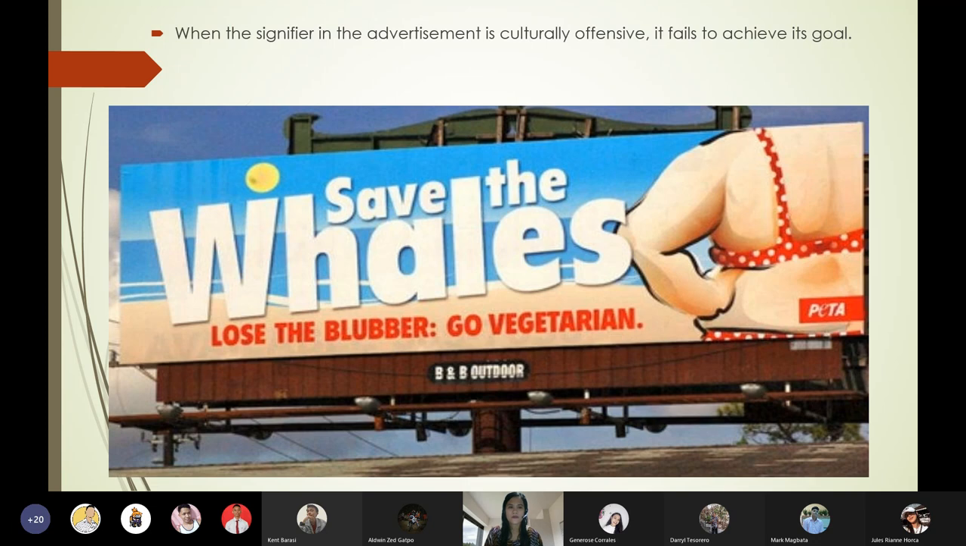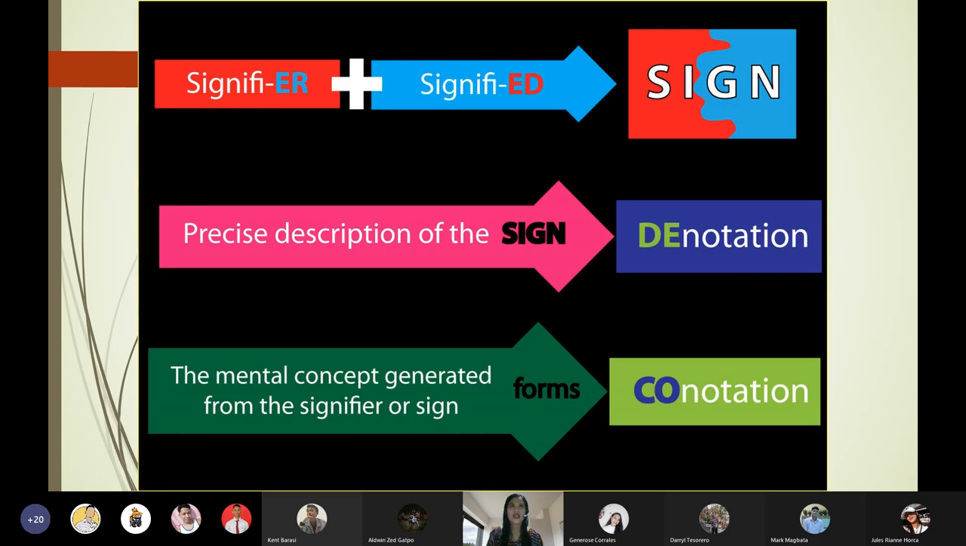So look at this one. Okay. Sign is a signifier and signified. And then we also have this, ito very important, denotation and connotation in making your advertisement or in making anything na ipopost mo na makikita ng maraming tao. So pag sinabi natin denotation, it's a precise description of the sign. When we say precise description, the meaning of it can be seen in the dictionary and in Google. Yun yung nasa dictionary, yun yung nasa Google. But when we say connotation, that is your mental concept generated from a specific signifier or sign.